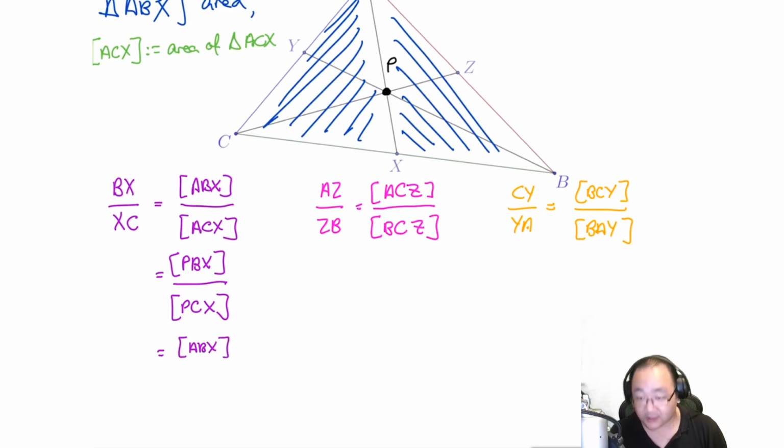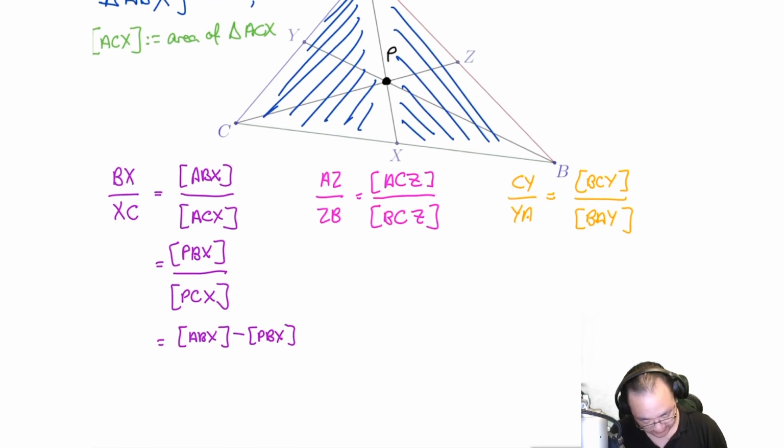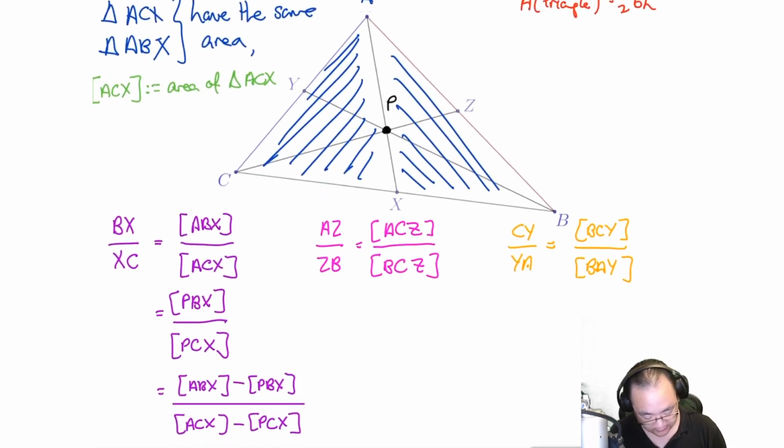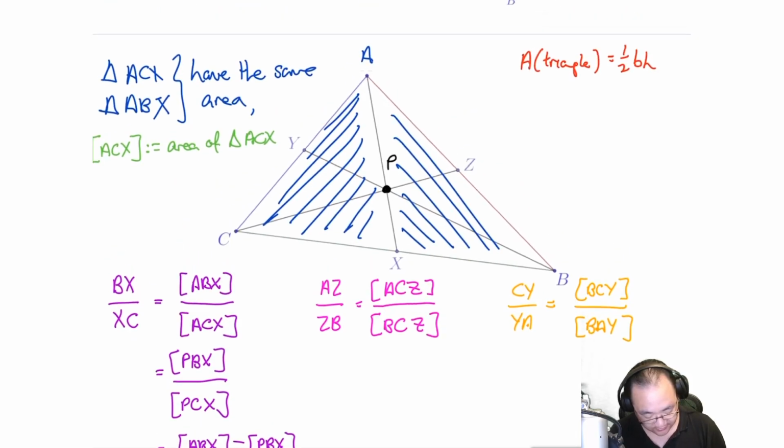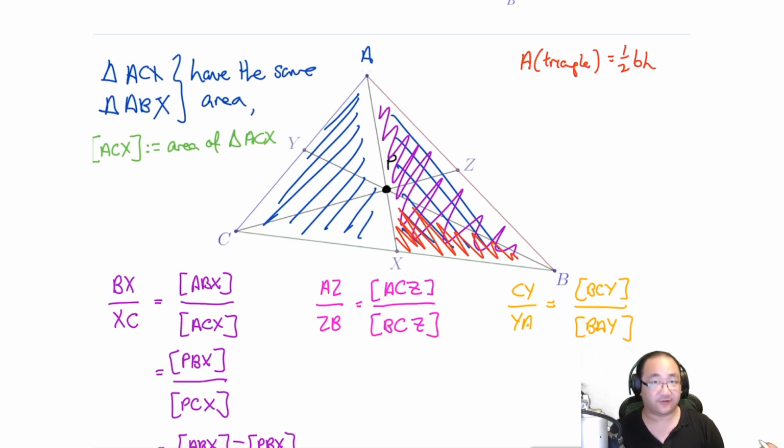ABX, and then that's going to be minus PBX, over that's going to be over ACX minus PCX. And then basically what's happening now is that I'm going to take this triangle and then I'm going to subtract this little bit in there as well. And then similarly for the other side.